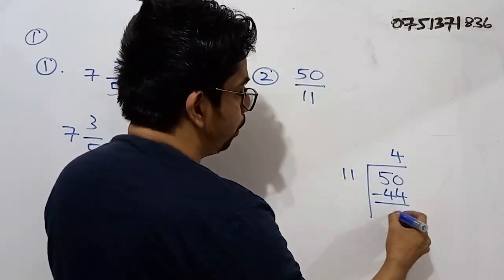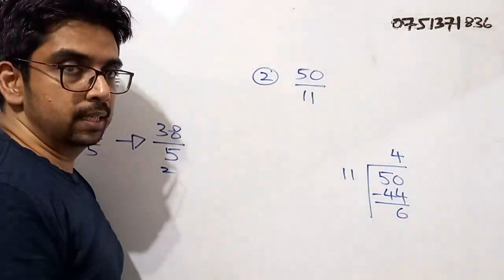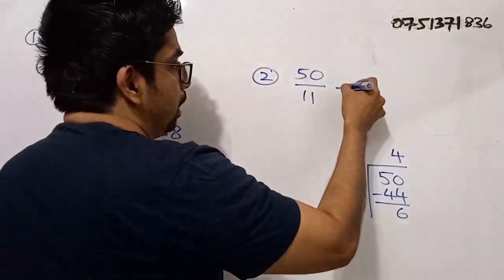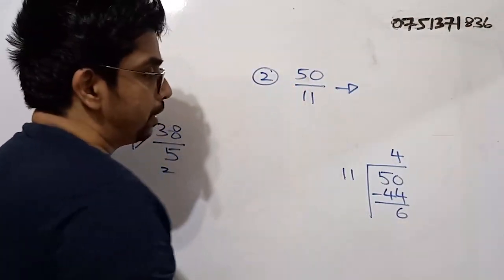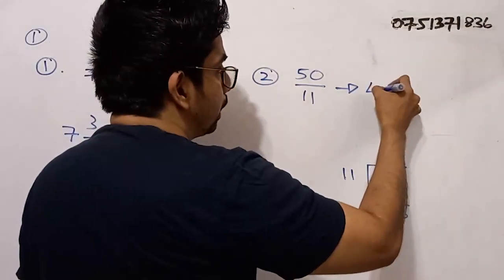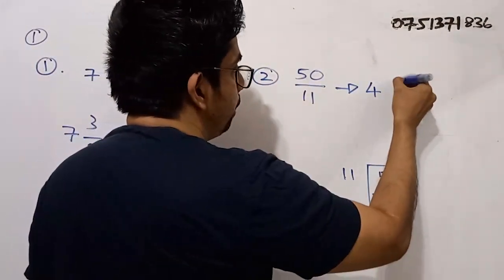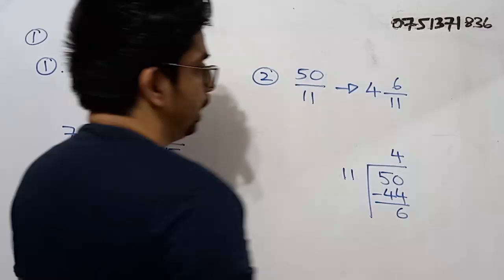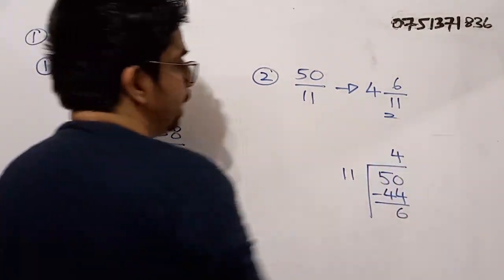50 minus 44, what do we get? 6. So when we convert this improper fraction into a mixed number, what will be the whole number part? 4. Numerator will be 6, denominator will be 11. So this will be the answer.